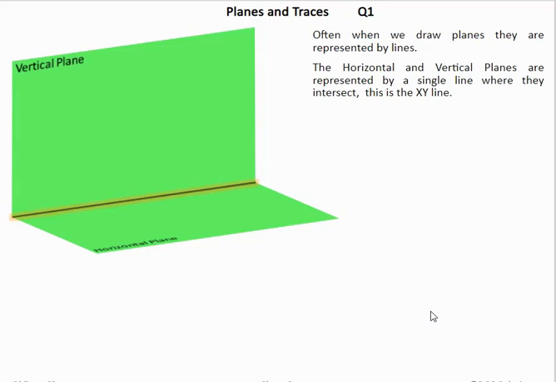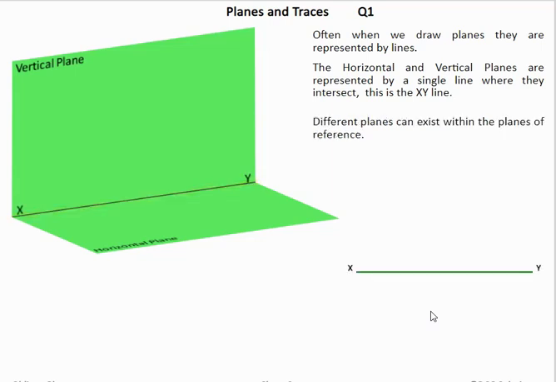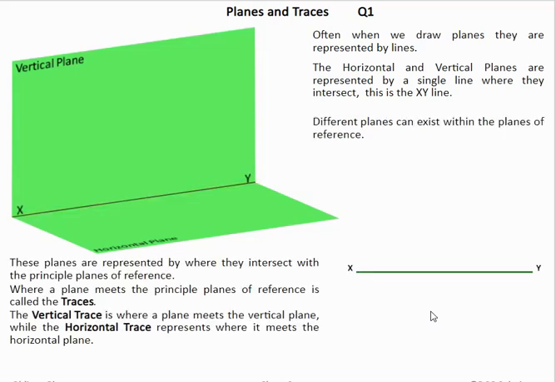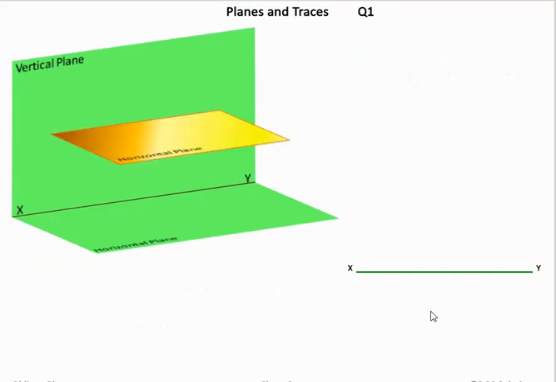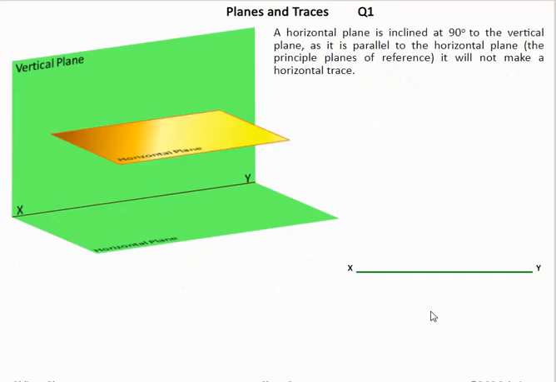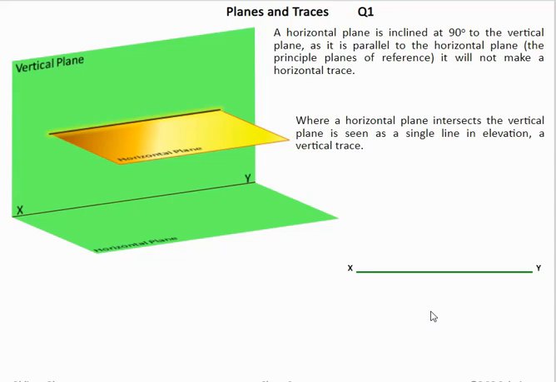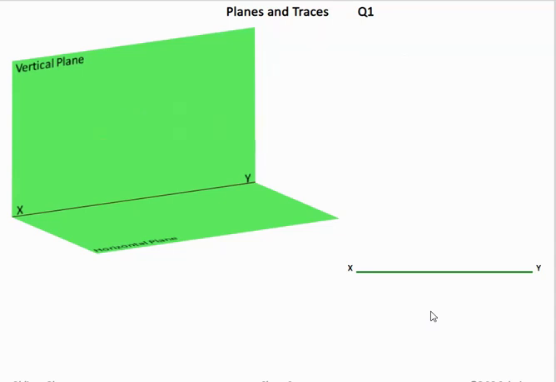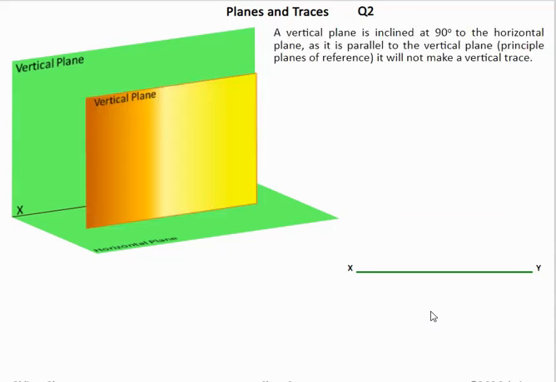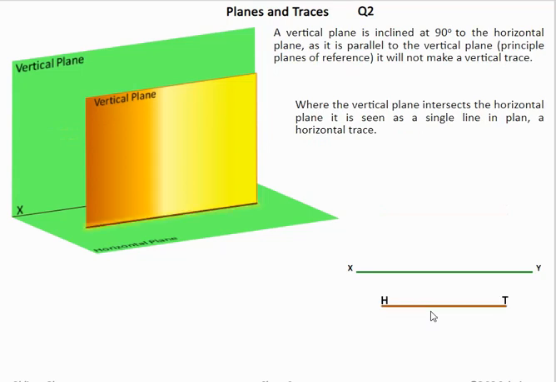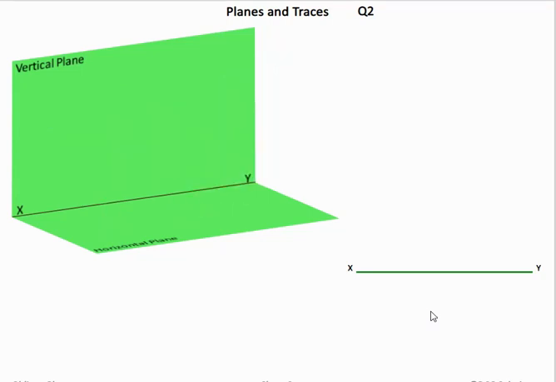So what we have here is our XY line, which is the intersection between the horizontal plane and the vertical plane. Now once we introduce a few other planes into this, they're called traces. So what we have here is a horizontal plane. A horizontal plane will give us a level trace. Then we have a vertical plane. This will give us a horizontal line in plan, so HT.